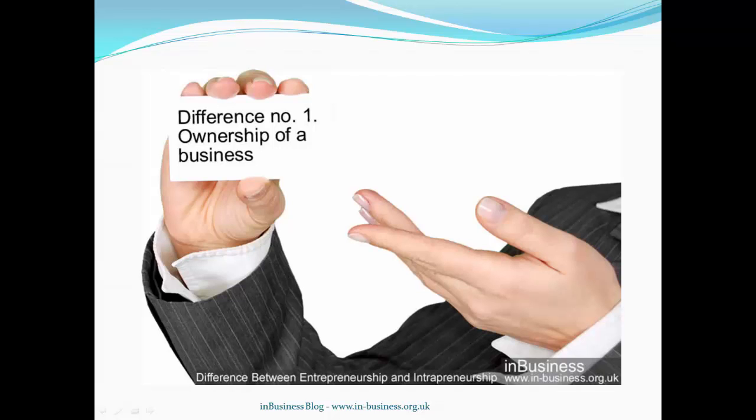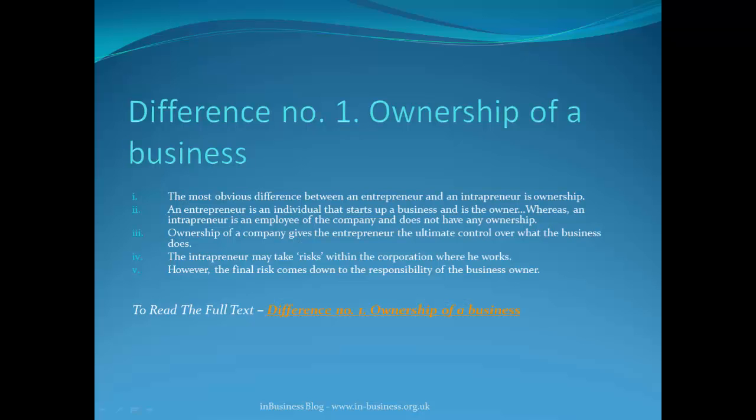So difference number 1 is ownership of a business. The most obvious difference between an entrepreneur and an intrapreneur is ownership. An entrepreneur is an individual that starts up a business and is the owner, whereas an intrapreneur is an employee of the company and does not have any ownership. Although having said that, some intrapreneurs may have shares within a business. Ownership of a company gives the entrepreneur the ultimate control over what the business does. The intrapreneur may take risks within the corporation where he works though. However, the final risk comes down to the responsibility of the business owner and not the intrapreneur.